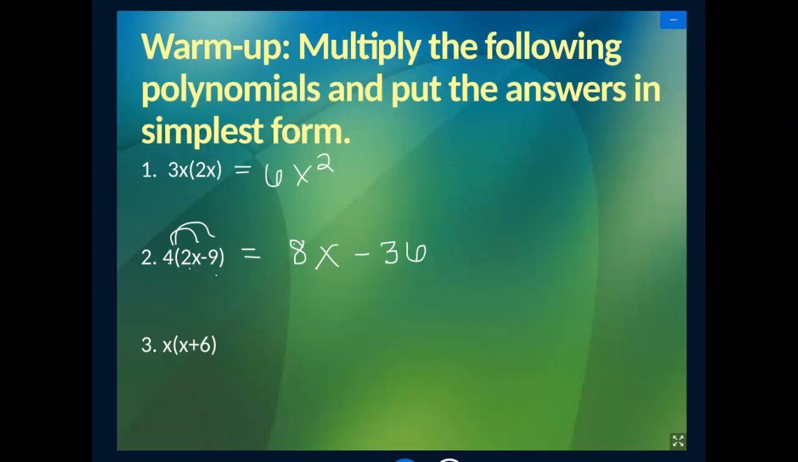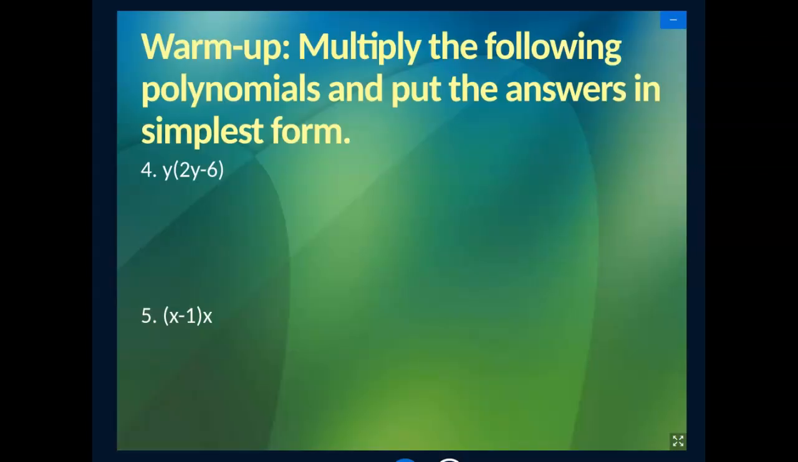In number 3, the x distributes to both parts. X times x is x squared, and x times 6 is 6x. In example 4, we're going to do the same thing. We're going to distribute the y. So you get 2y squared minus 6y.